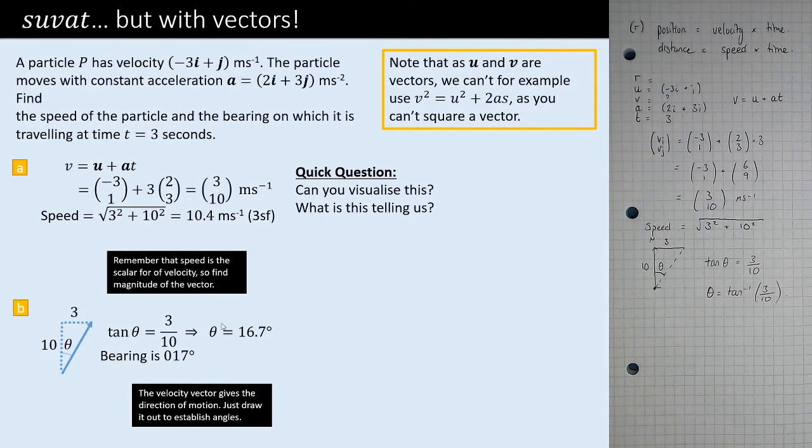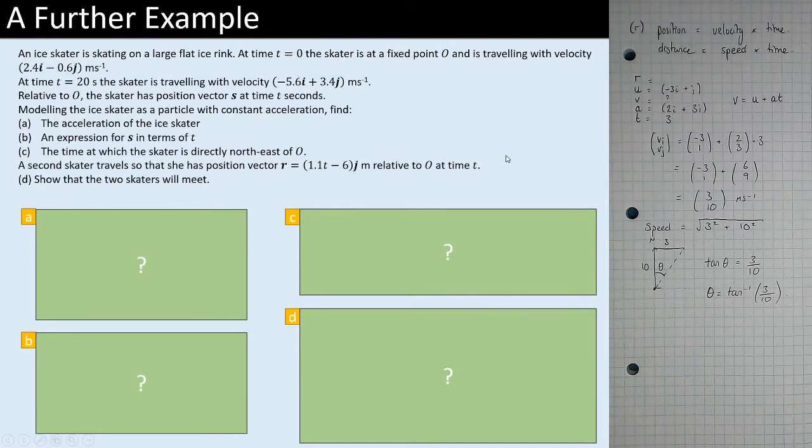Okay, so we have a further example here, which asks a little bit more of what you're going to find, but you'll find that the information contained in the question is very similar in terms of the setup compared to what we had before. So, an ice skater is on a large flat ice rink. At time t equals 0, the skater is at a fixed point O. So we're saying that at t equals 0, we're at an origin point, a starting point, and travels with a velocity given here.